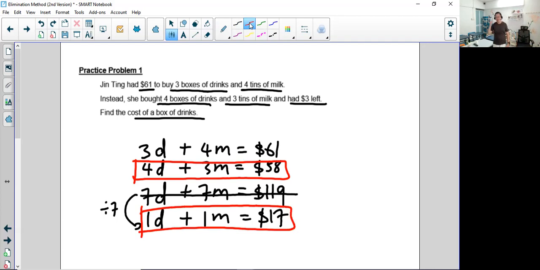So this is advanced thinking already, right? You're playing with the statement. So you take 4 boxes of drinks minus 1 box of drinks, you get 3 boxes of drinks. Then 3 tins of milk minus 1 tin of milk will be 2 tins of milk, right? 2 tins of milk. And then the money, which is 58 minus 17, and then you will get 41. All right. Okay, then what do we do next?